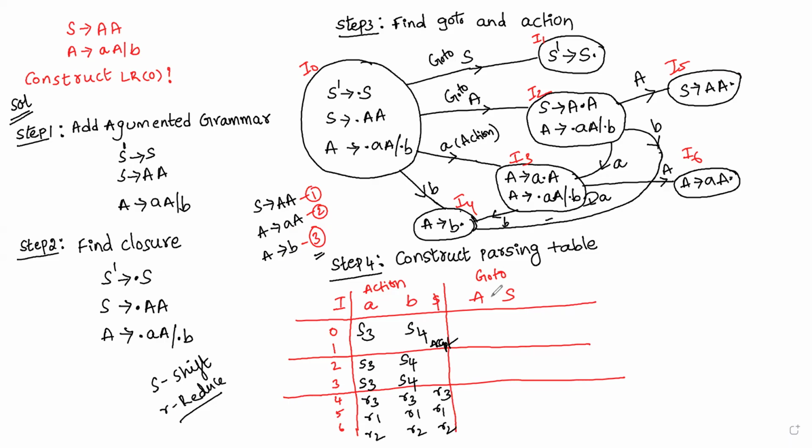Now you can observe there is something called capital A and capital S. I0 on capital S goes to I1. Just give the numbers, that is enough. I0 on capital A goes to I2, so this is 2 here. Next, I2 on capital A goes to I5. Let us write 5. Okay, friends. Next, I3 on capital A goes to I6. Let us write here 6, friends.